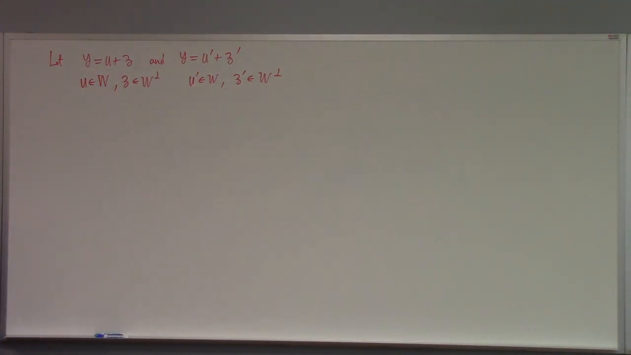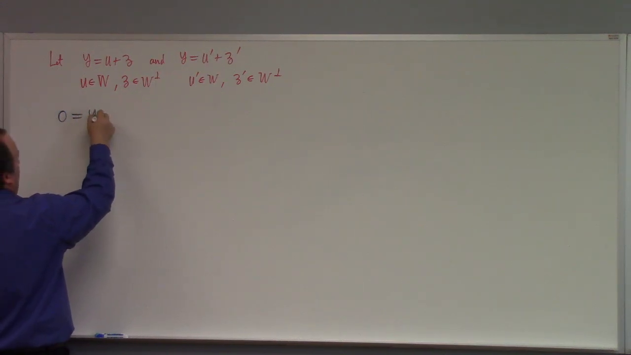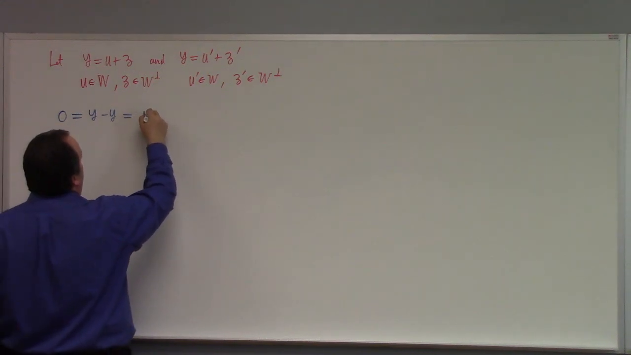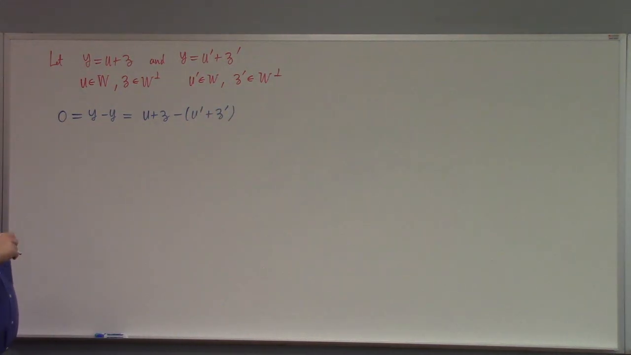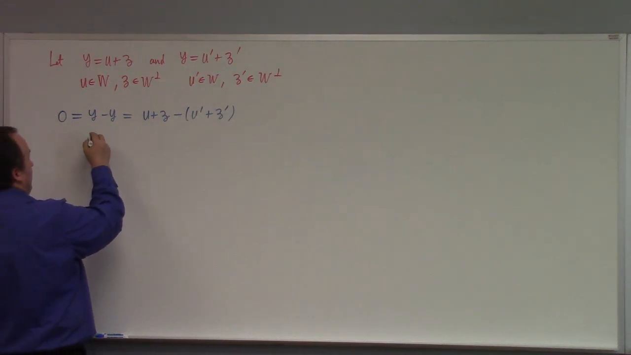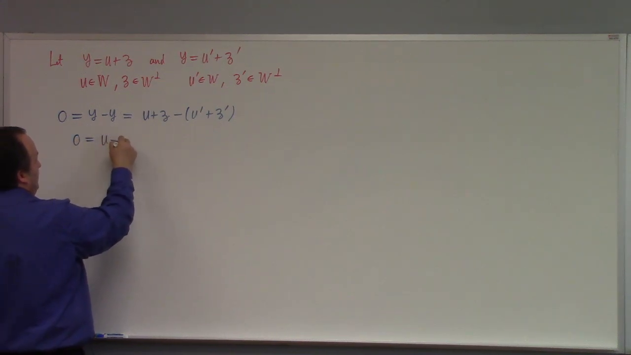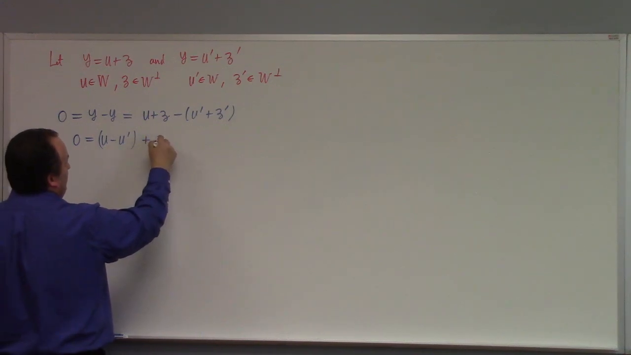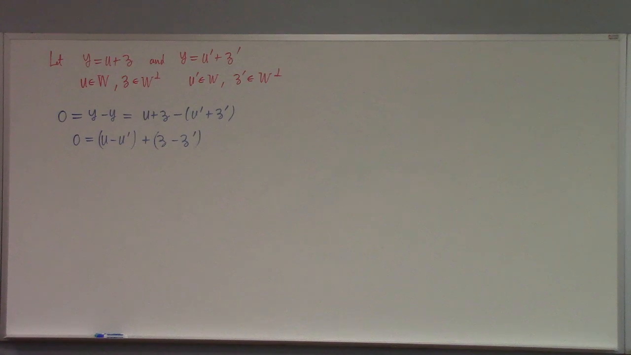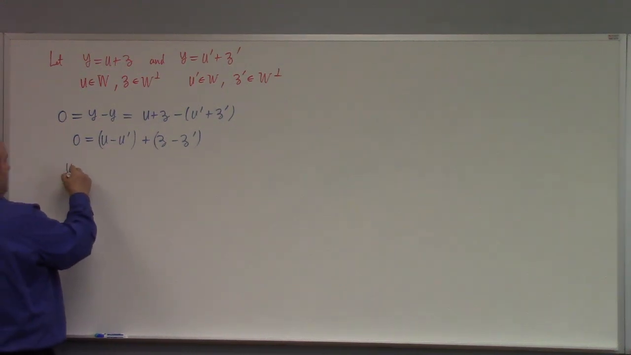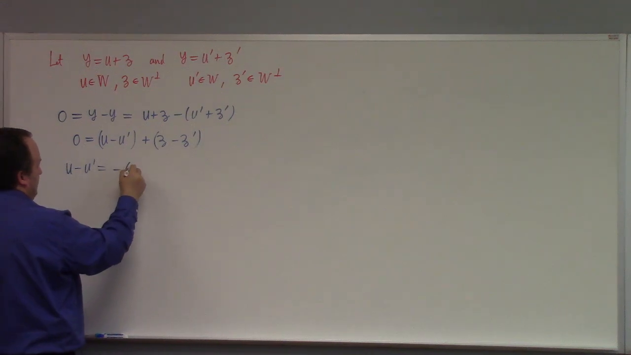So if that's the situation, what happens? We have y minus 0, which is y minus y, which is also equal to (u plus z) minus (u prime plus z prime), right? But that says that 0 is equal to u minus u prime plus z minus z prime. Or if you like, u minus u prime is equal to, well, you could do z prime minus z, whatever.